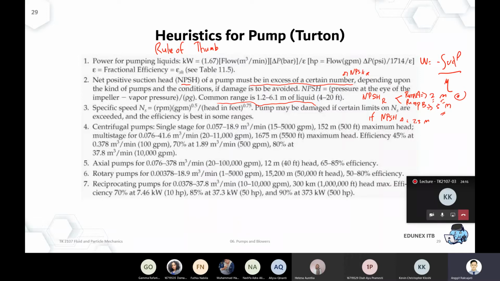It's gonna be very risky, that vaporization will happen. Okay, so in a very sensitive case where we don't really have a lot of suction head, for example, of course we want to use a pump with a very small NPSH required, but usually that's gonna cost more. Okay, but yeah, it's just an option.